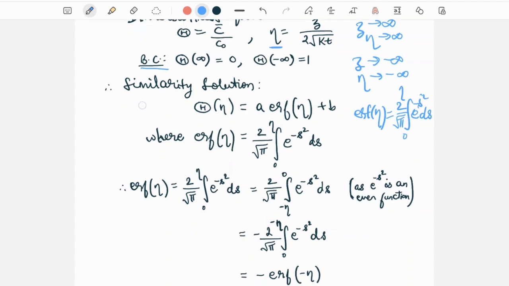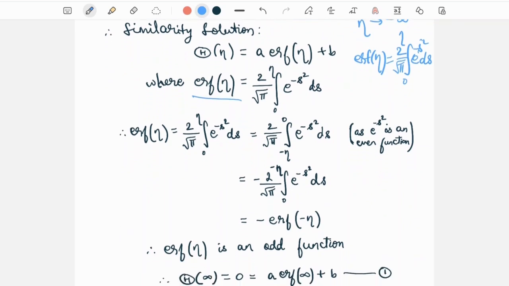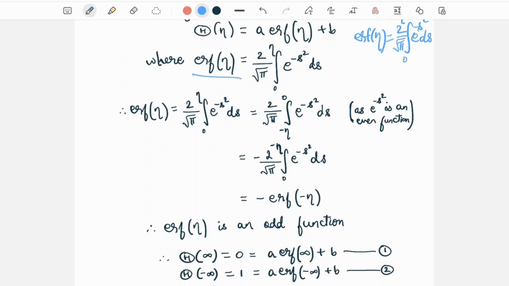Now we have to find a and b. I've written here that we know the error function, and that's what this is. So now we don't know what a and b are. We don't have enough equations yet. Or do we? We know that the error function is an odd function. How? I've shown that calculation here. If we invert the integral, it doesn't make a difference because e raised to minus s squared is an even function. So it's still going to give the same results on the inside.